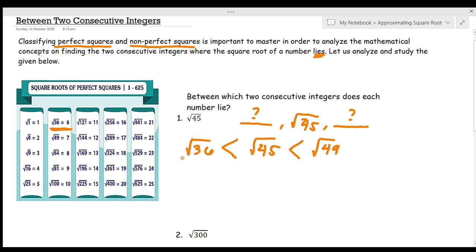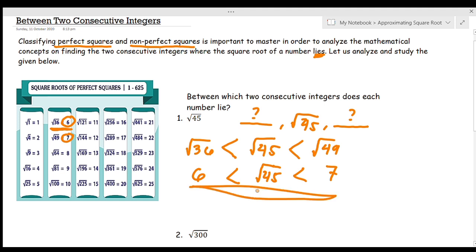So we have the square root of 36 is already here. So we have 6. We have positive 6, or the principal square root of 36 is positive 6. And then copy this one, then copy square root of 45. And then what is the square root of 49? So meron na po tayo dito. We have 7. So therefore, the answer will be this one na po.